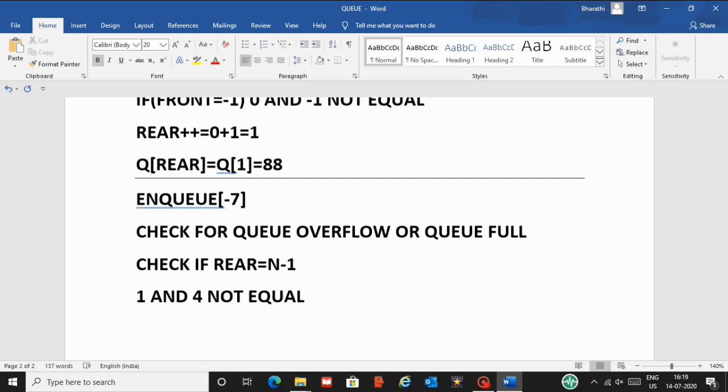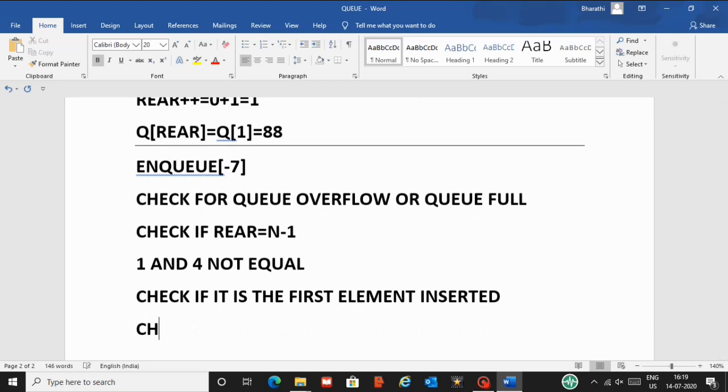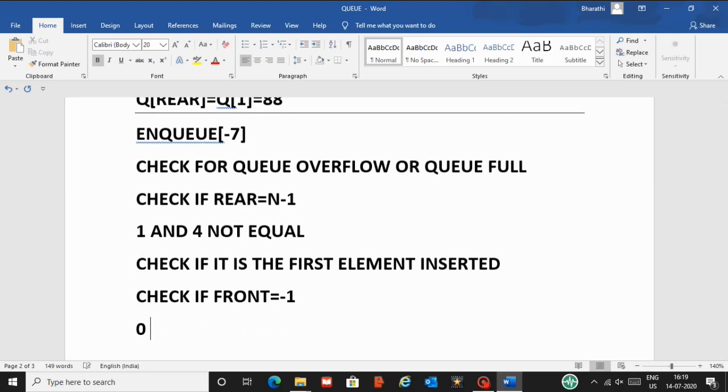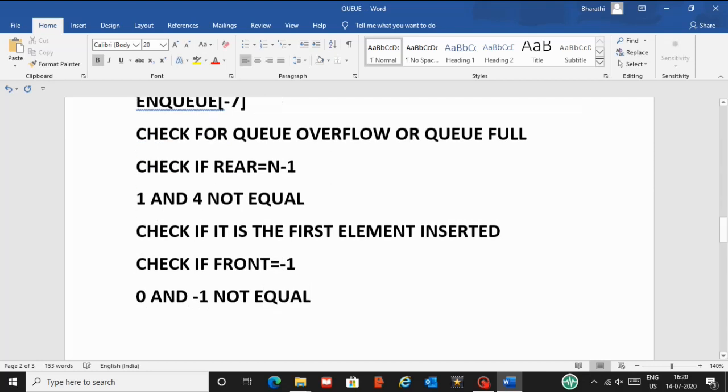Now I have to check whether this is the first element inserted. How do I check it? Check if front is equal to minus 1. So what is the value of front? 0, right? 0 and minus 1 are not equal. So it is not the first element.